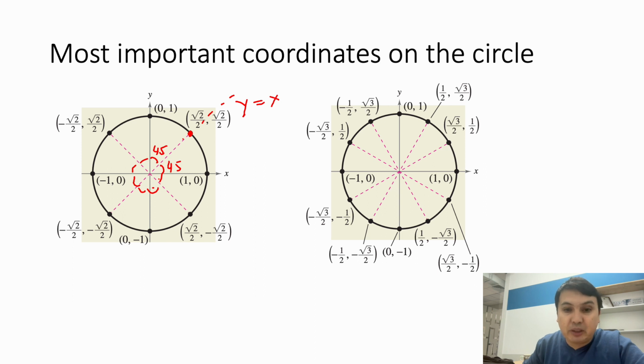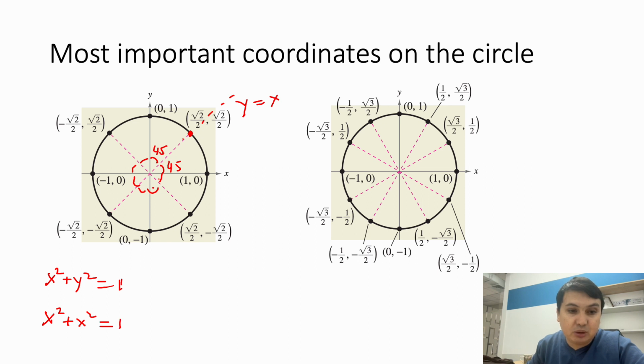This is the point on my circle. But what is the equation of a circle? It's x squared plus y squared equal to 1, right? But since y is equal to x, I can just replace y by x. So it becomes x squared plus x squared equal to 1.